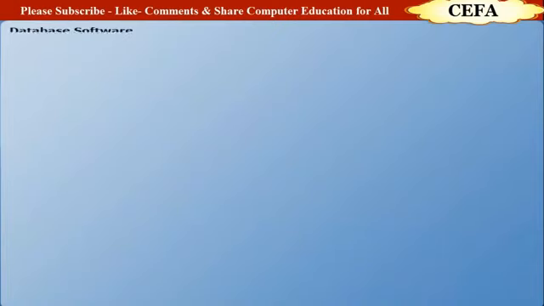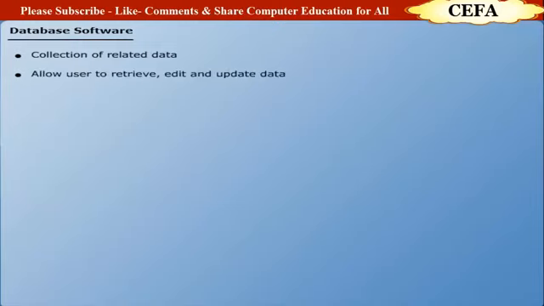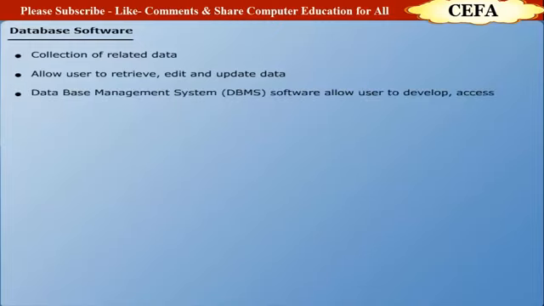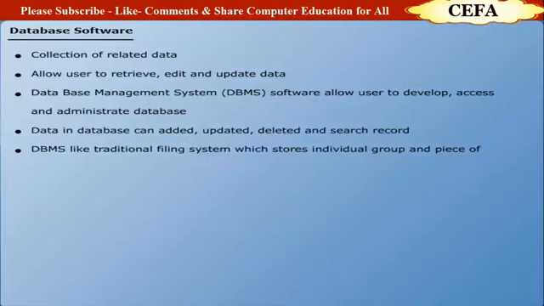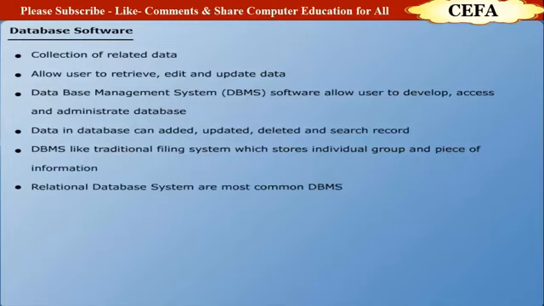Database software. A database is a collection of related data that allows the users to retrieve, edit, and update the data. A Database Management System (DBMS) is application software that allows users to develop, access, and administer a database. Data in a database can be added, updated, deleted, and searched using a DBMS. A DBMS is like a traditional filing system which stores individual groups and pieces of information. Relational database systems are the most common DBMS. A relational DBMS has the following basic components.